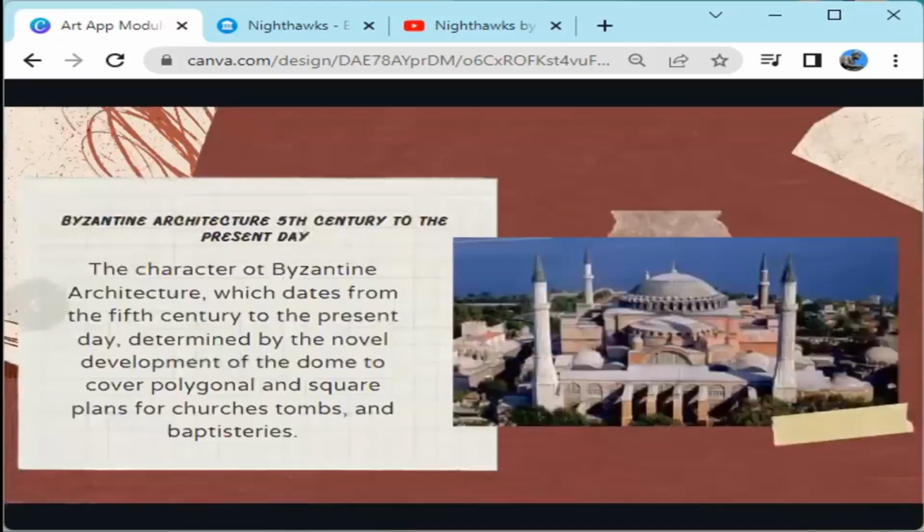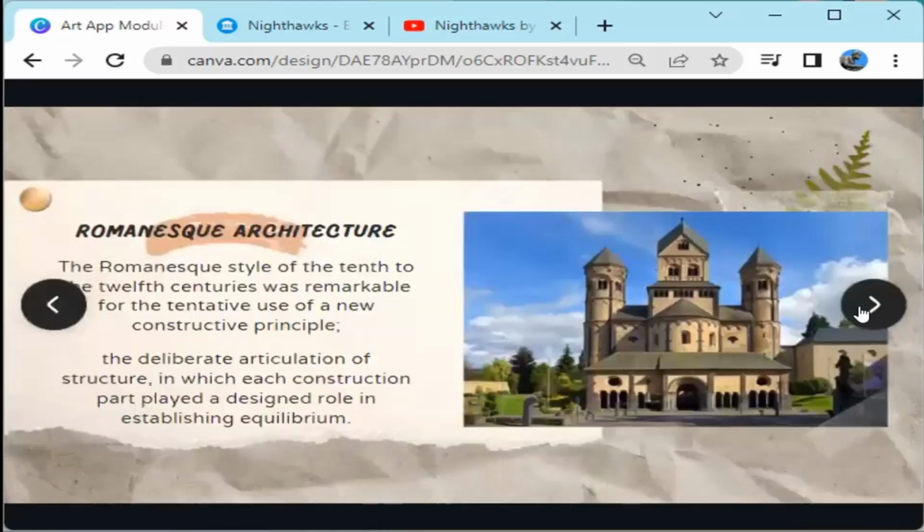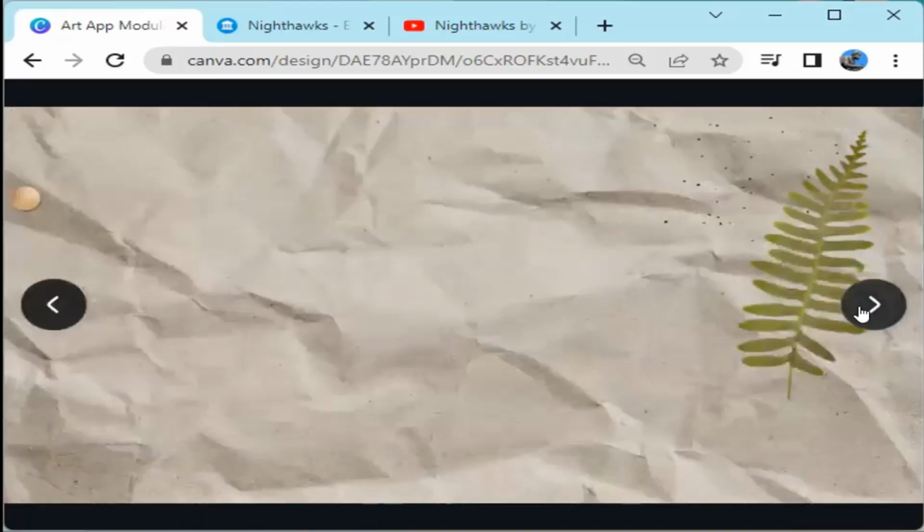Now, another type of architecture will be Byzantine architecture. If we remember, the Catholic Church was divided between the Romans and the Byzantine Empire. The Byzantines deviated from the tradition of how churches are built. If we remember, the churches were very columnar, very vertical. But during the time of the Byzantines, it changed.